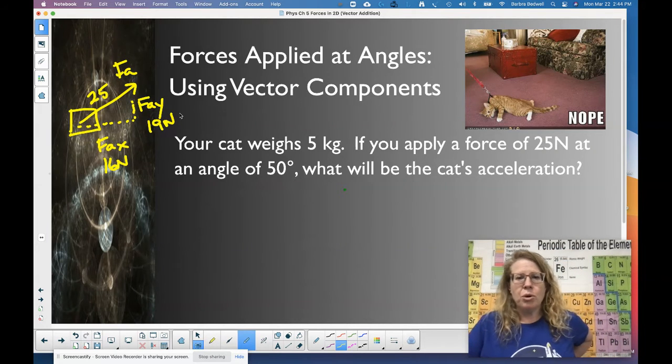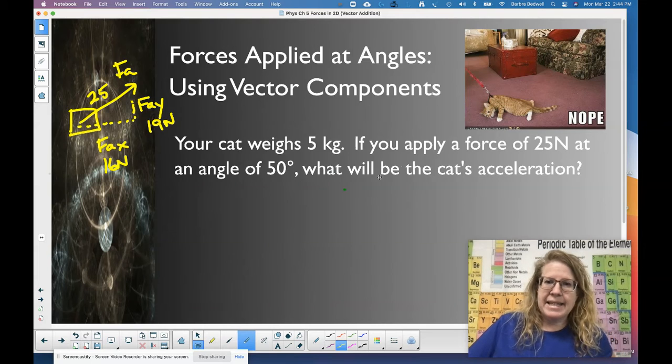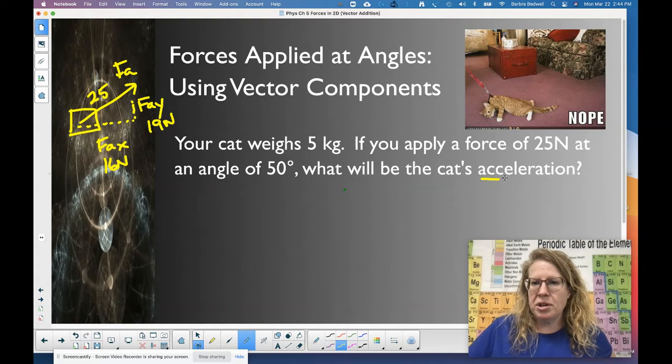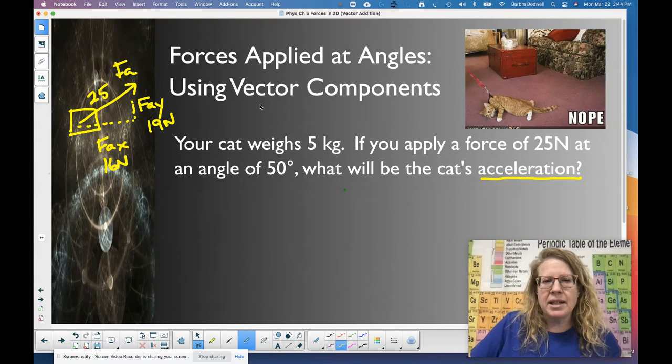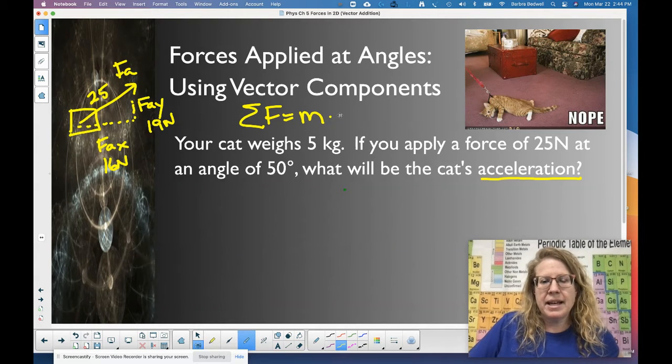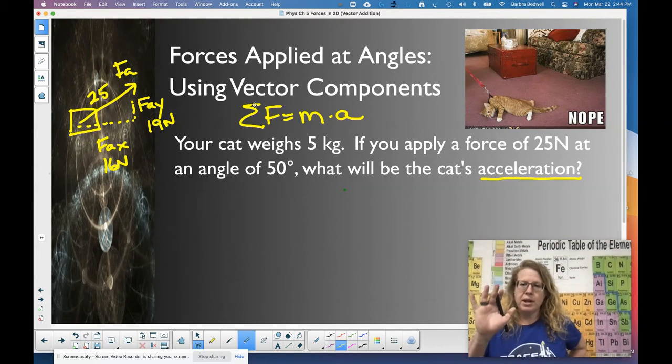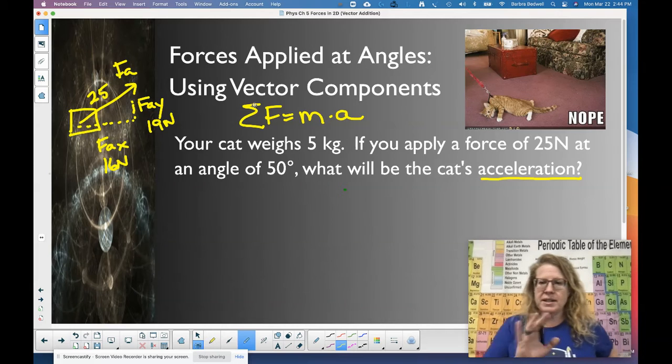Okay, so this question is asking us about the cat's acceleration. Well, if we're talking about acceleration, that means that we have to be using Newton's second law. Net force equals mass times acceleration. So we've got the mass of the cat, so we can plug that in. We're solving for acceleration, that's fine. So what's net force? Okay, so here's the important part about this. What if this is net force?